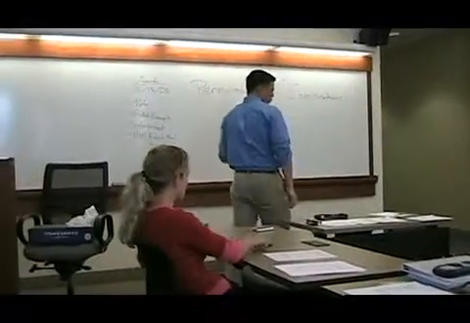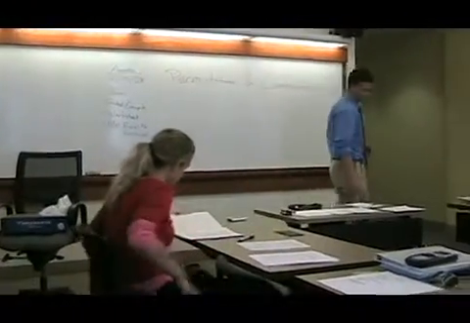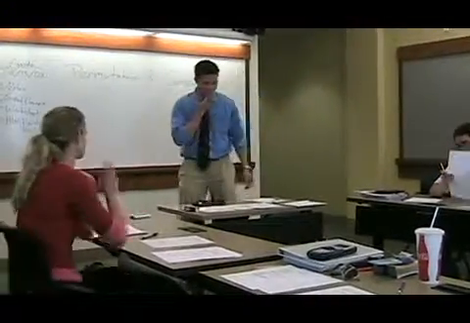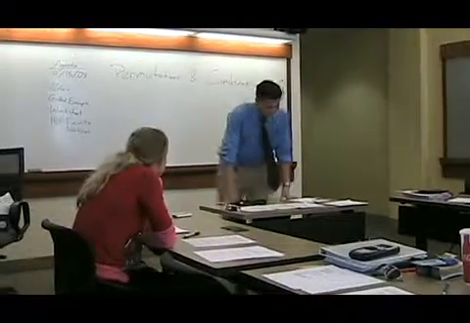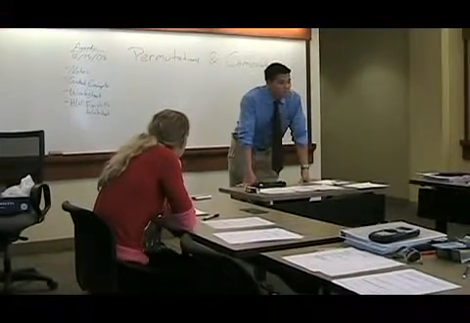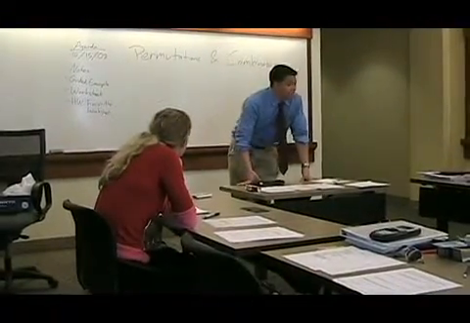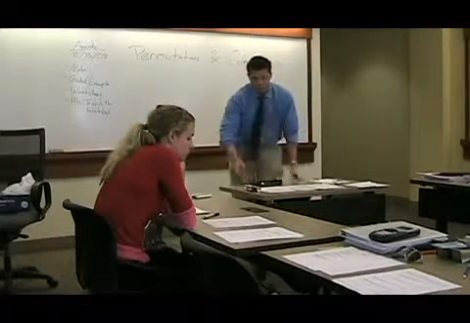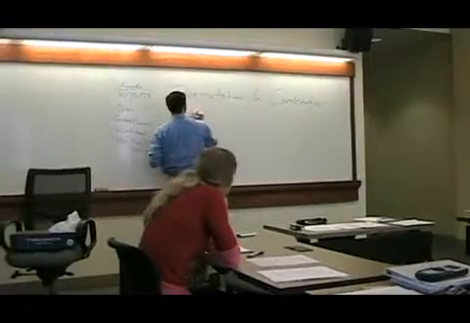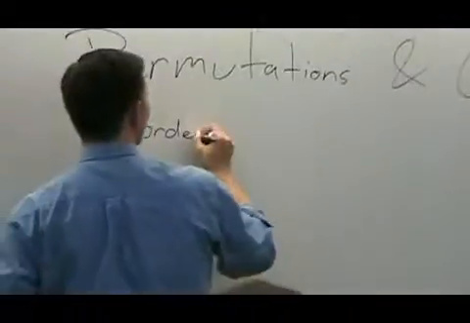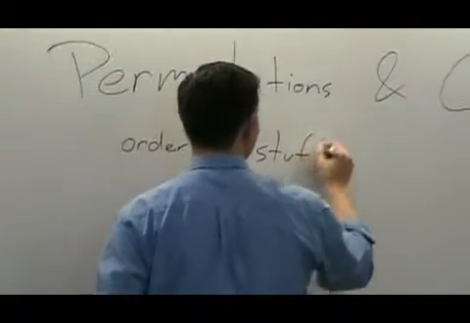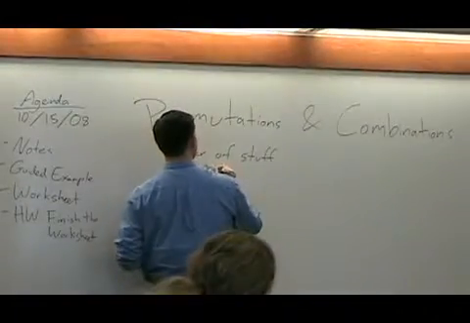Another example of perhaps a permutation would be... A permutation is an arrangement of items in a specific order. So, with permutation, the order of stuff matters.